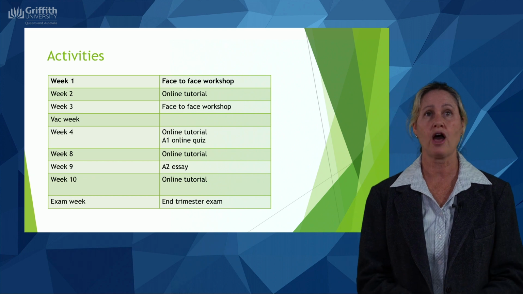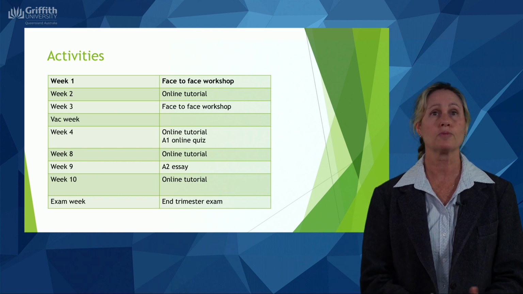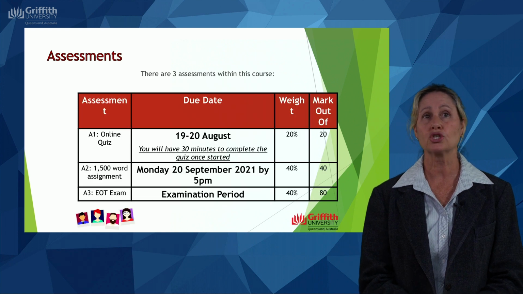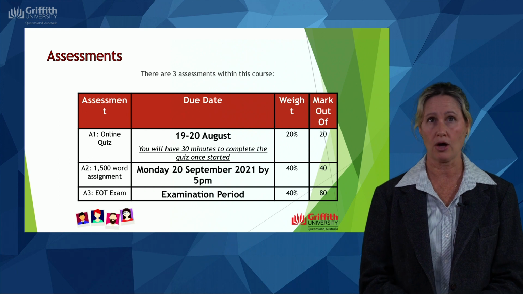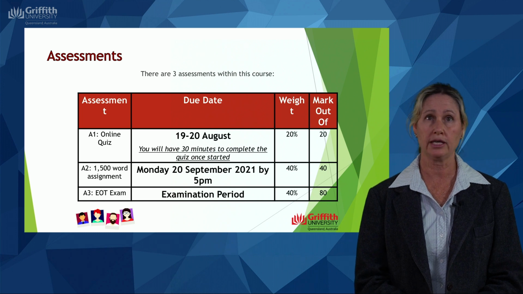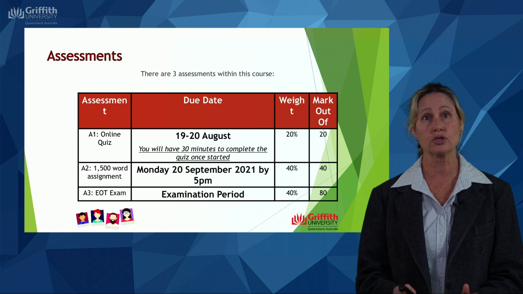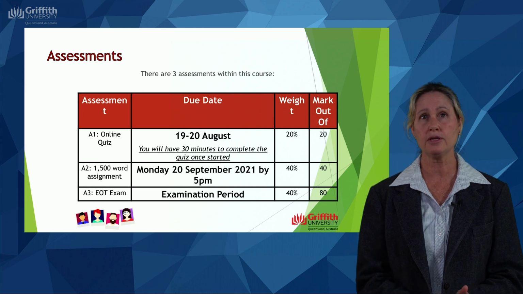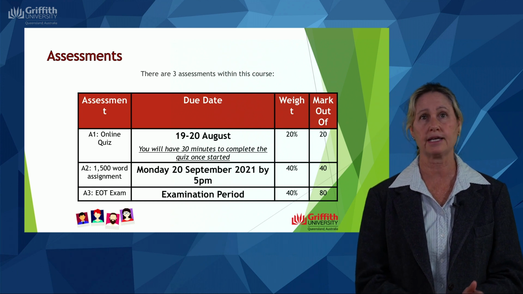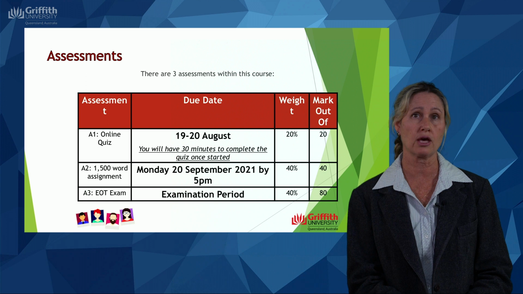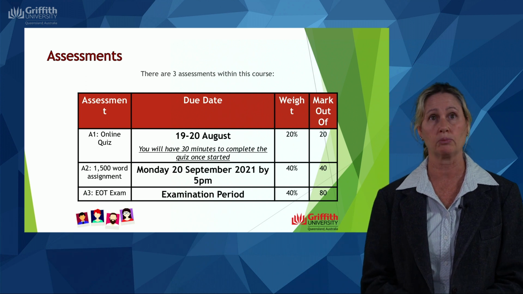So just a brief overview, you can see the face-to-face workshops, tutorials, and the assessment items. Make sure you look at the date due. Now, A1, the online quiz, is open for 2 days, 48 hours, but you need to complete it within that time. We've put it open for 48 hours because some students will be on placement. So this enables a fair ability for students. But once you open and start the quiz, it has a set time, 30 minutes. So you really need to be prepared. And it's a closed book quiz, so the course site will be closed while students complete that.